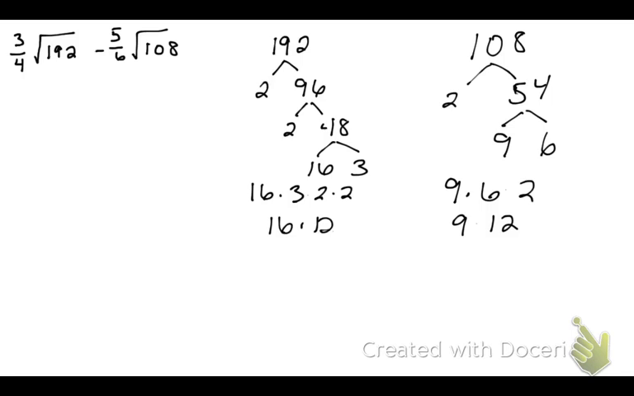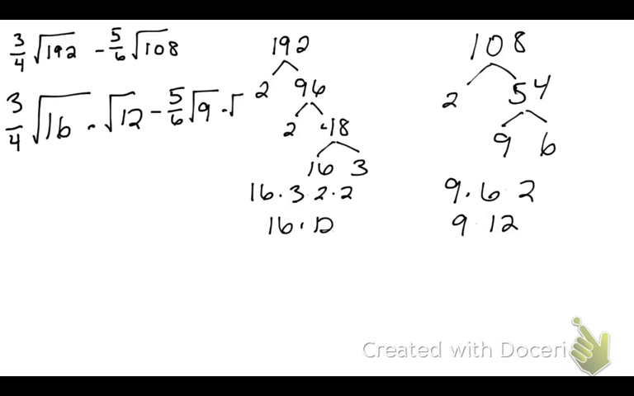So when I go back to my work, I would have 3/4, and I just figured out that 192 is the square root of 16 times the square root of 12, minus 5/6, and I just figured out that 108, this is getting messy, is the square root of 9 times the square root of 12. Sorry about the mess here.